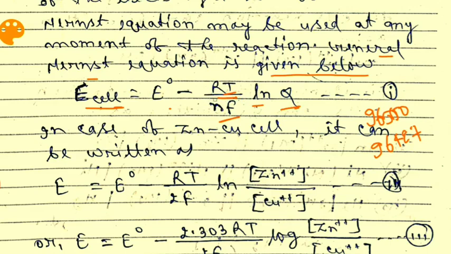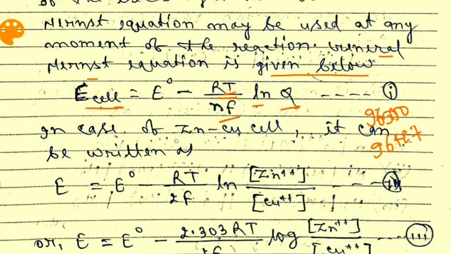What is the value of the molar gas constant in terms of energy? That is 8.314 joule per Kelvin per mole. T is the absolute temperature. n is the number of electrons that move from the oxidation cell to the reduction cell.